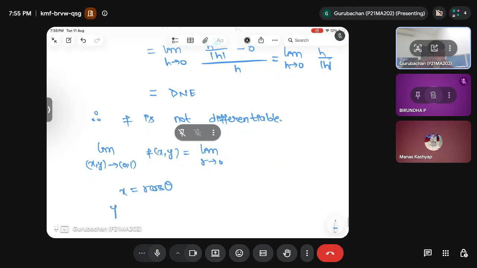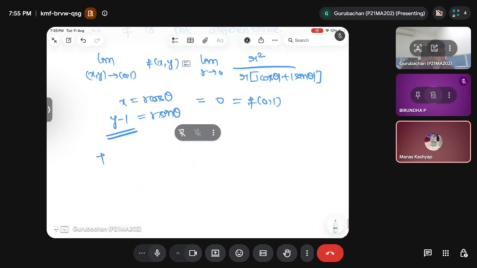Your polar coordinates will be like this. Here it will not be y, it will be y minus 1. You just need to remember this one. r square divided by r into mod of cos theta plus mod of sin theta. So obviously one r will be there, so this goes to 0. This will be f(0, 1). So f is continuous at (0, 1). Yes, sir, I'm right. By luck, you're right. Maybe I've made some mistake in that one.